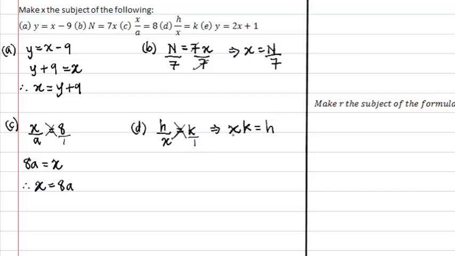Since we need only this X, divide both sides by K to remove this K. So this K will cancel K, then we're left with X is equal to H over K. So finally our X will be H over K.